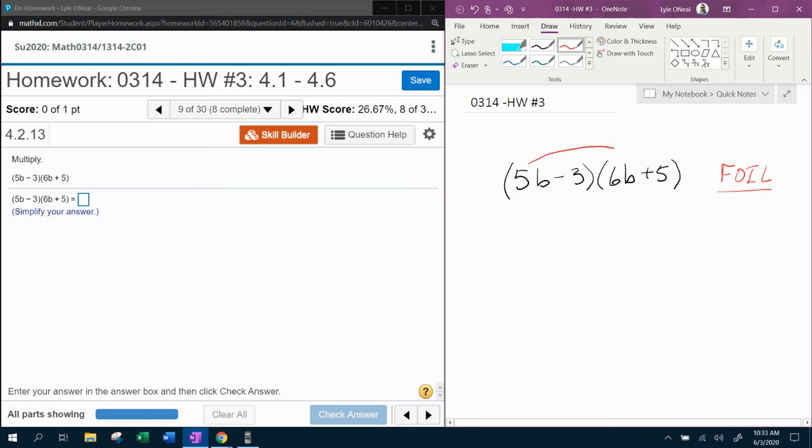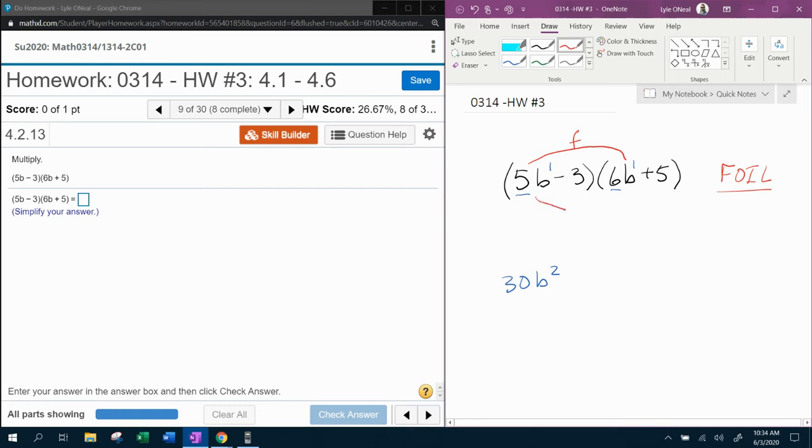So here we go. First, we're going to multiply 5b times 6b. And just like in the previous two examples, we know that when we multiply terms together, it's a two-step process. You're going to multiply the coefficients: 5 times 6 is 30. And if the letters are the same, add their powers. So b to the 1 and b to the 1, that's going to be b squared. And that's the first terms done. Okay, let's label that. Those are the first.